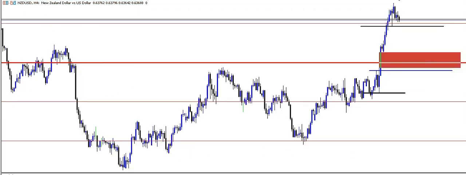Okay. Next, let's quickly see New Zealand dollar USD. Similarly, the same thing across the majors, all the USD quoted pairs.